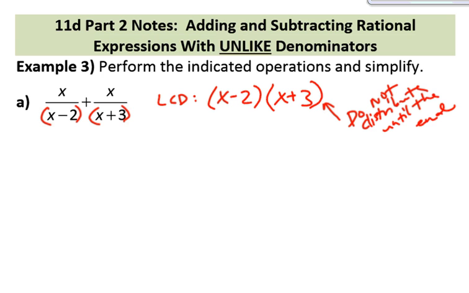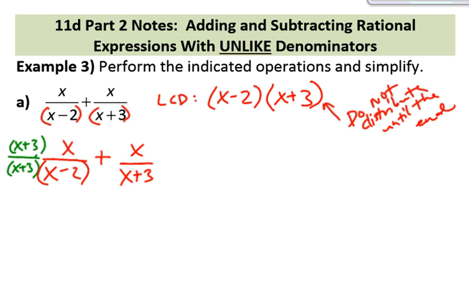Just like when we had the 3 and the 4, we want to multiply by the opposite factor. So when I have x minus 2, I want to multiply that x minus 2 fraction by the factor x plus 3 over x plus 3. And notice again, I'm putting parentheses. I want to keep that x minus 2 in parentheses as well. Then, when I add the other fraction, x over x plus 3, that needs the x minus 2 factor. So I'm going to multiply that fraction by x minus 2 over x minus 2.